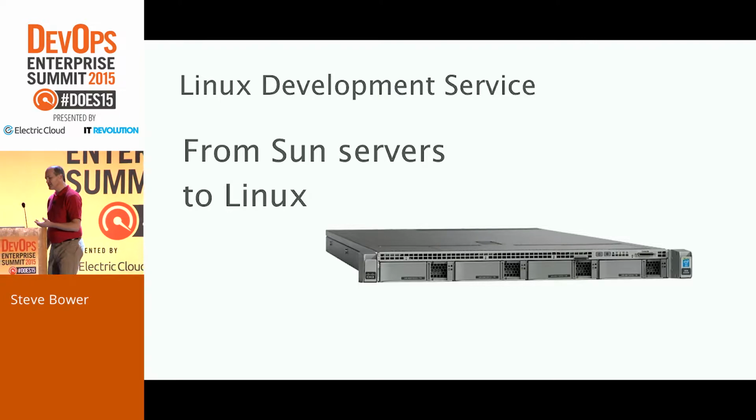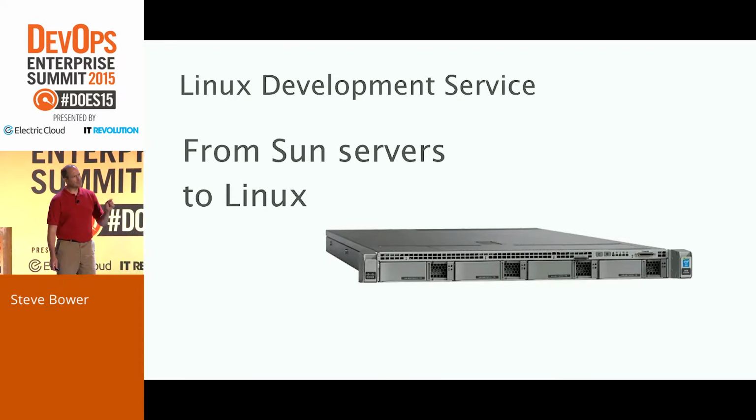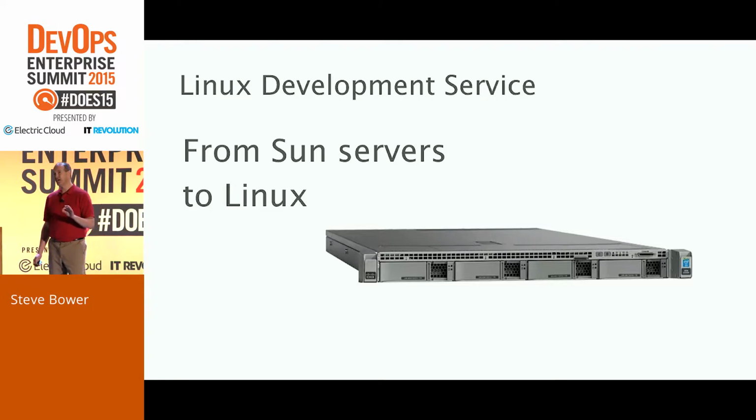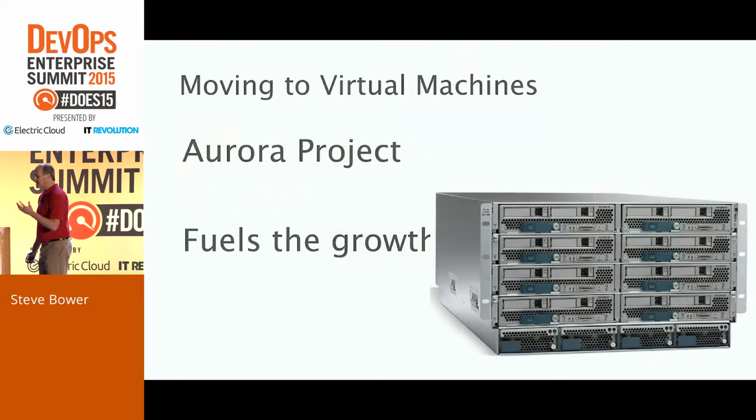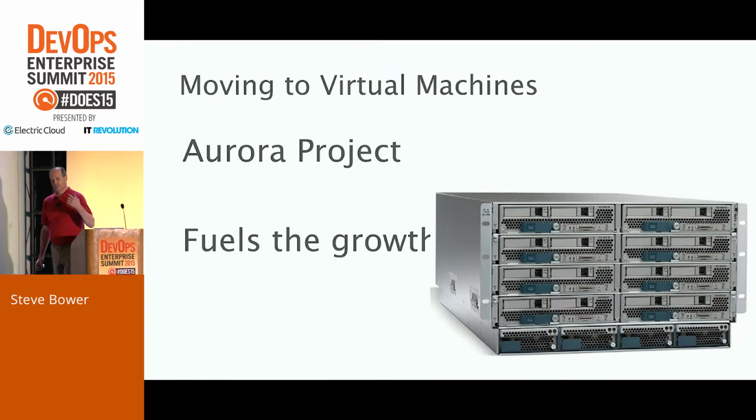At its peak, this service ran about 1,000 to 1,200 Linux systems worldwide. And we started it probably 10 years ago, maybe 8 years ago. Never remember anymore. And we pretty much phased it out about 4 or 5 years ago. Now, what's taken the place of the Linux Development Service is the Aurora project.